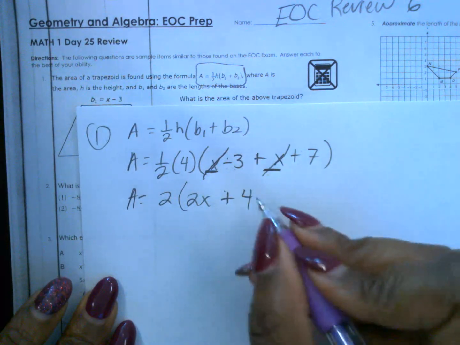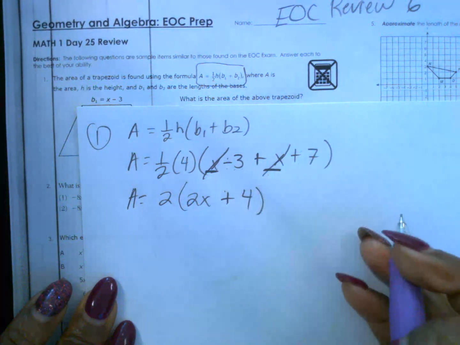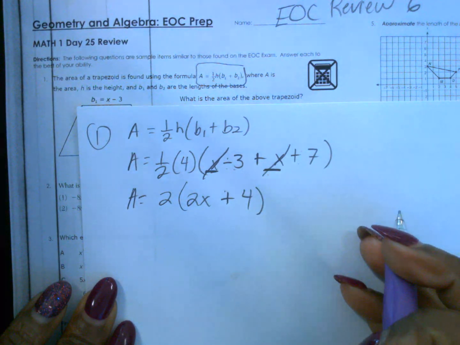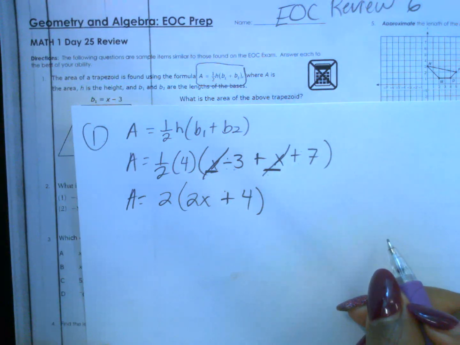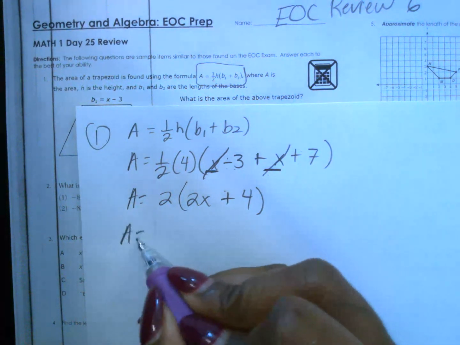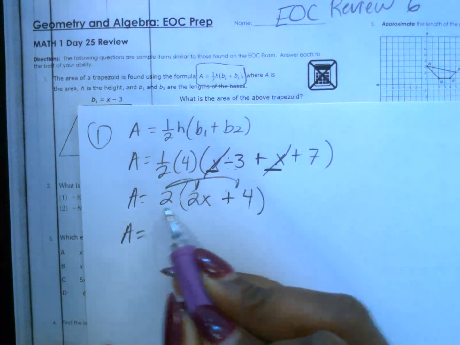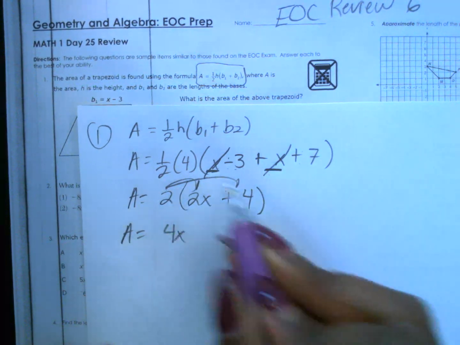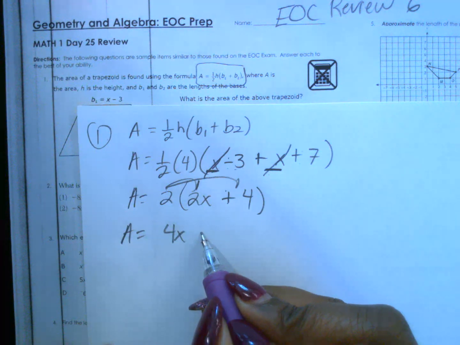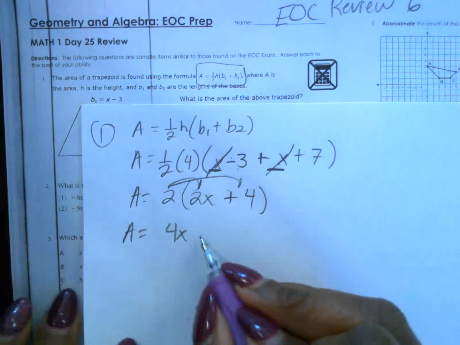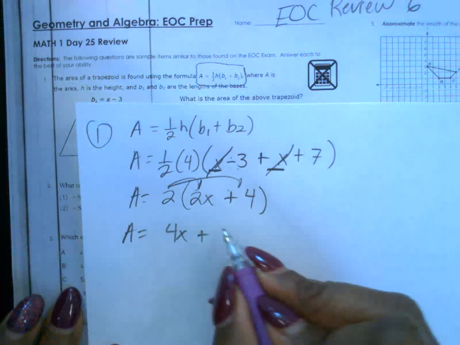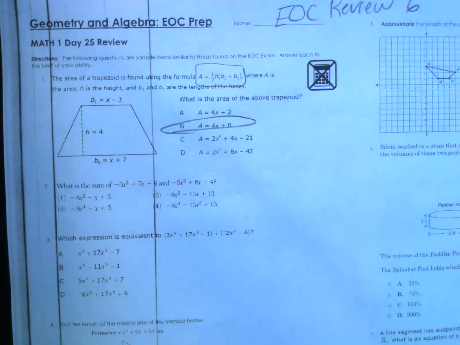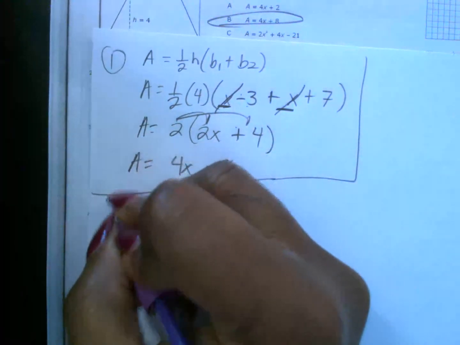So now we have this. We got these together. Now we're going to distribute. When we distribute, we multiply. What does that give us for this? 4x. And what does this give us? Plus 8. So which letter is that? B. That's B. All right, so let's look at number 2. I'm going to box this in and move on to number 2.